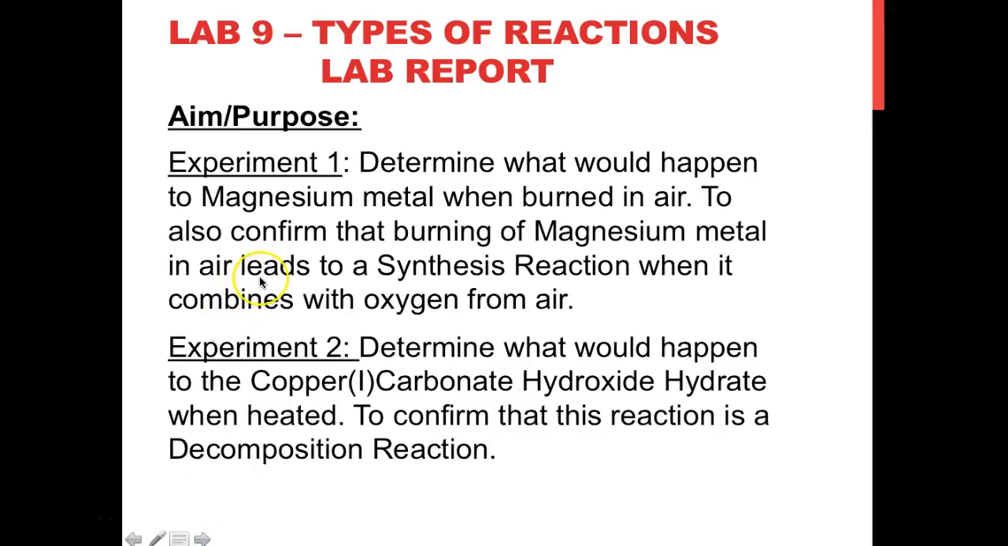So what was the aim of the first experiment? The aim of the first experiment was to determine what would happen to the magnesium metal when burnt in air. It also confirms that burning of the magnesium metal is a synthesis reaction because magnesium and oxygen combine to form magnesium oxide. Aim of experiment 2 is what would happen when copper 1 carbonate hydroxide hydrate is heated, and also to confirm that this is a decomposition reaction because when heated the mass comes down, all right, mass is lost.